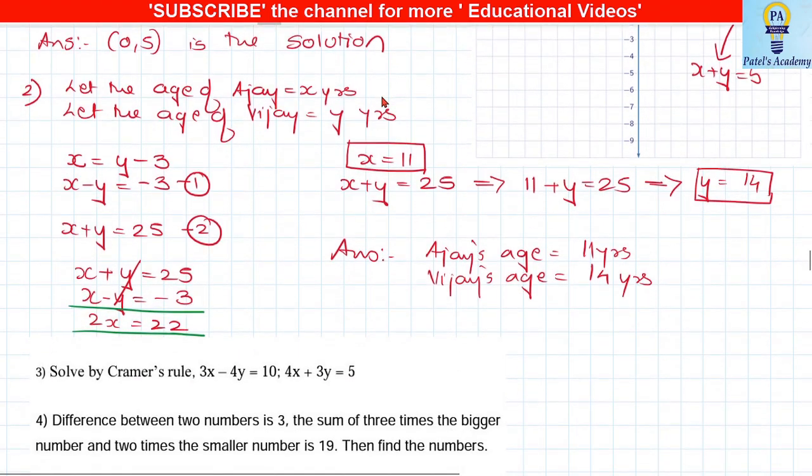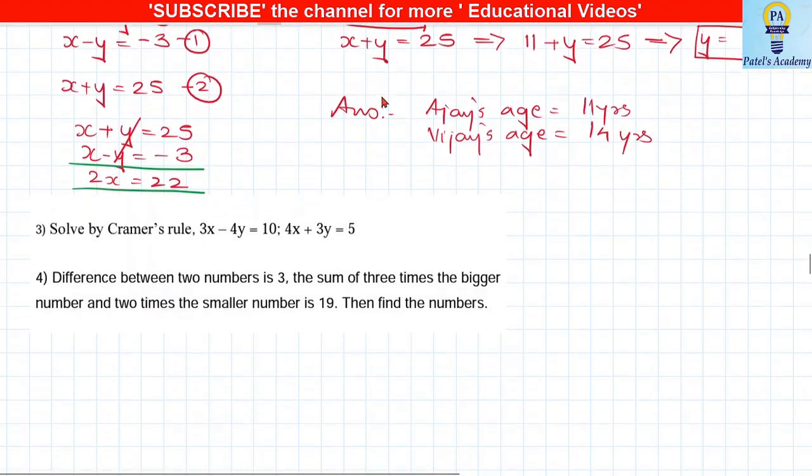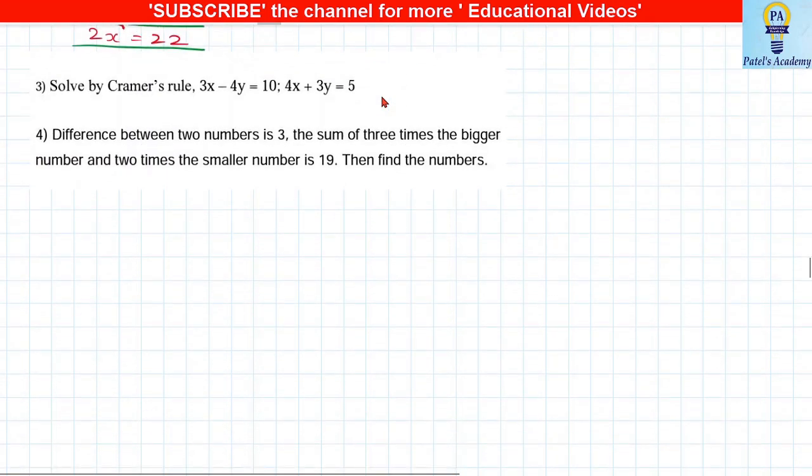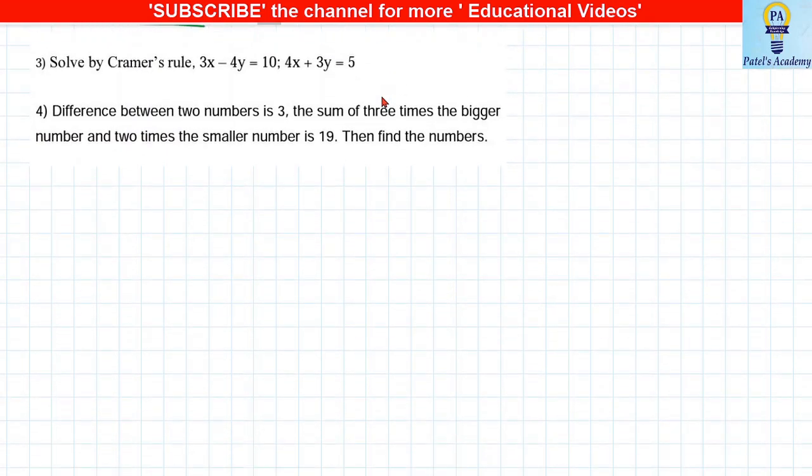Yes. So now students, we have the next question. We have to solve the whole sum by Cramer's rule. Till now whatever sums we did were a part of Cramer's rule, but here we have the complete Cramer's rule. So let me write down the equations first: 3x minus 4y equals 10, 4x plus 3y equals 5.